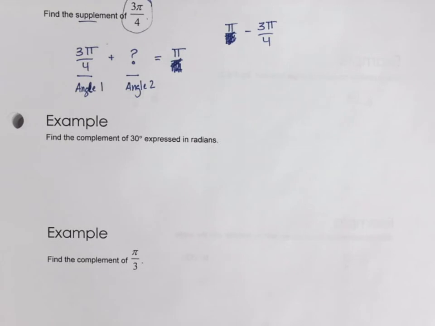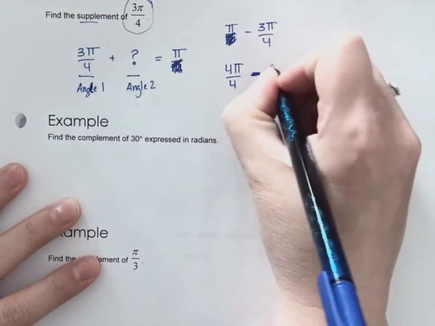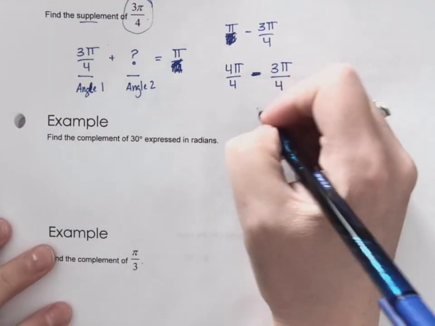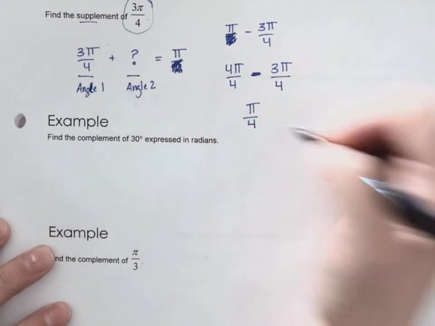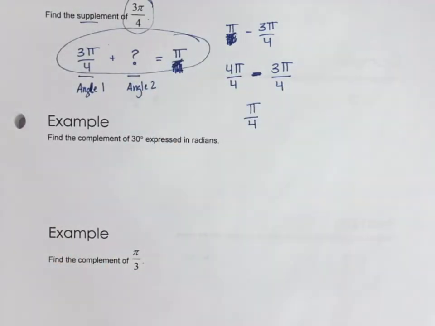We need common denominators. Your rules for fractions don't ever change. These are mathematical truths. So this is going to be 4 pi over 4 minus 3 pi over 4. And that gives me pi over 4, which I think you probably could have figured out just looking at that. If I have 3 pi's over 4 and I need to get to 4 pi's over 4, what am I missing? The other pi over 4, right? So some of these you'll be able to do pretty quickly.